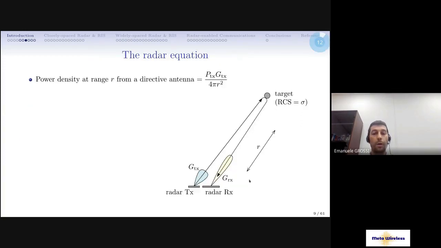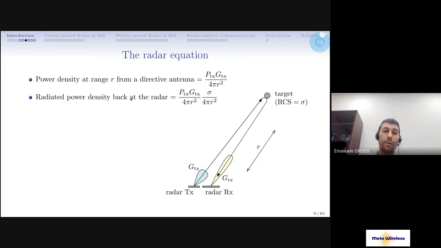Another important fact for radars is the so-called radar equation. This is just a power link budget. In particular, the power density at range R from a directed antenna is simply the transmit power multiplied by the gain of the transmit antenna, and then divided by 4 pi R squared, the range to the target squared. This is simply the surface area of a sphere centered at the radar and with radius equal to the range to the target.